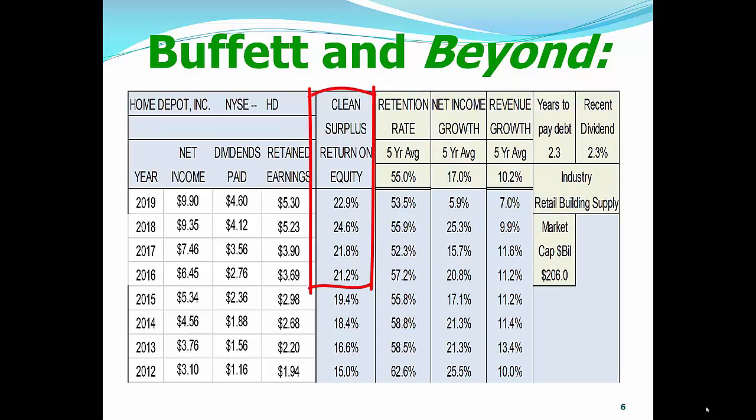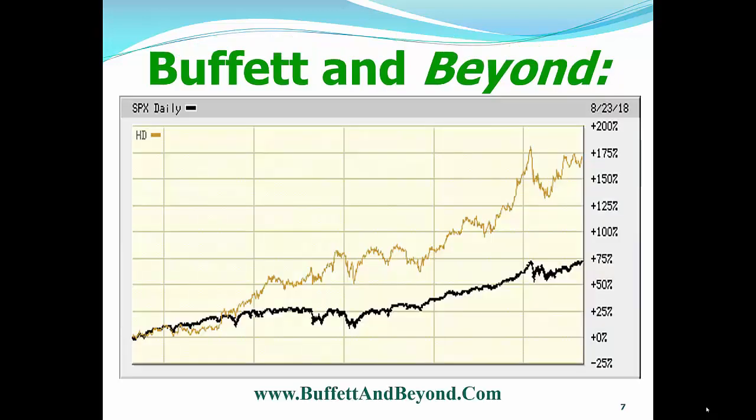But the clean surplus return on equity, the stock is paying 22.9% projected for 2019, and we would expect this stock to outperform the market averages by almost double. And then when we look at the past 5 years, a chart of Home Depot versus the S&P 500, we see the S&P 500 with a return of a hair under 75%, while Home Depot is returning 175%. So yes, this stock is definitely a winner, folks.